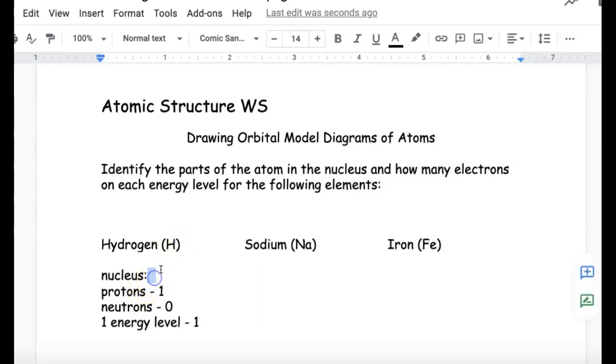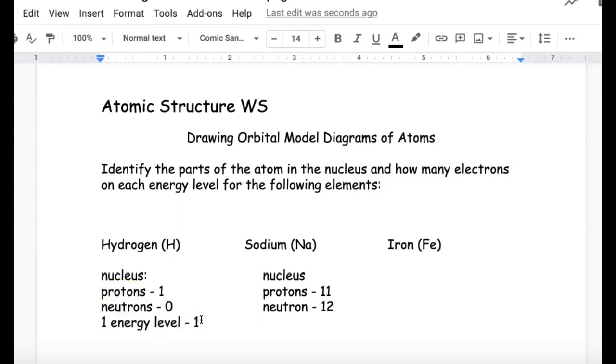So now I can do the same thing. I can just basically go over nucleus, and then I can go the number of protons, which is the same as the atomic number, which is 11 for sodium. Neutrons is going to be 12.